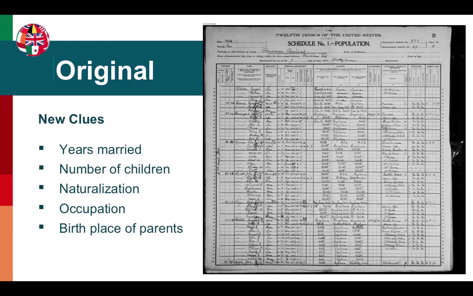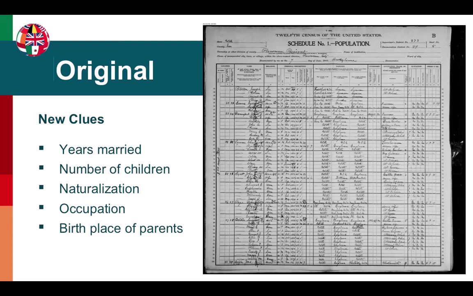There's also a column a little farther over about the date of naturalization. Now, this is a really good piece of information if you don't know a specific place that your ancestor came from.